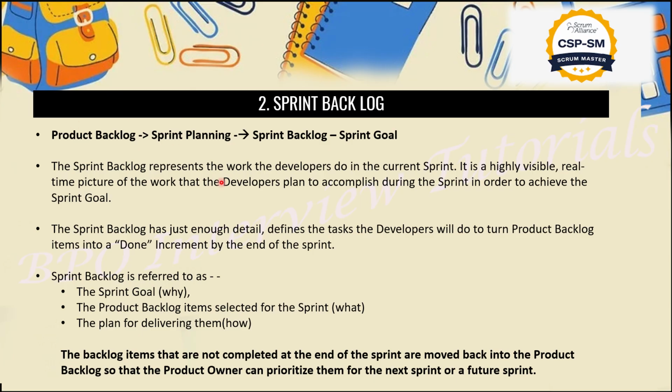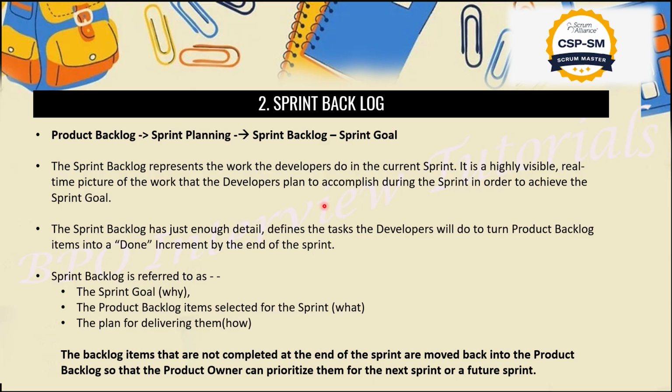Now the developer's responsibility here is how fast, how accelerated a way he can complete that particular task. It is a highly visible real-time picture of the work that the developer plans to accomplish during the sprint in order to achieve the sprint goal. The sprint backlog will have everything, all the enough details. If not, definitely in the meetings they will discuss and get all the details done. It defines the tasks of the developer to turn the product backlog items into done increments by the end of the sprint. So if that comes as definition of done, it means we have completed that particular sprint.